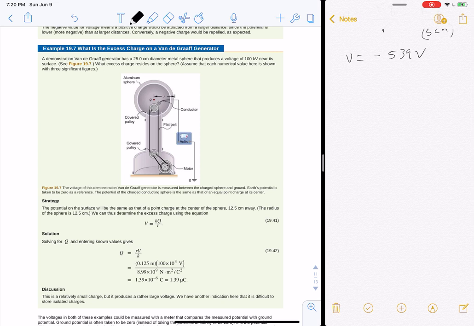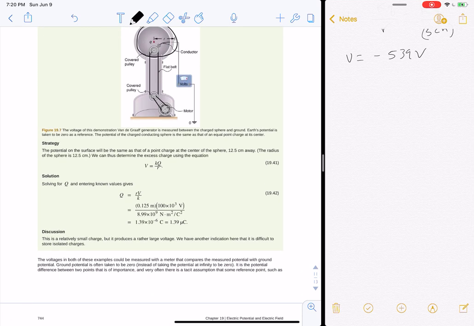So a Van de Graaff generator, it's got a 25 centimeter metal sphere. So this sphere at the top is 25 centimeters in diameter, and it produces a voltage of 100 kilovolts near its surface. So 100 kilovolts, 100,000 volts. What excess charge resides on the sphere?